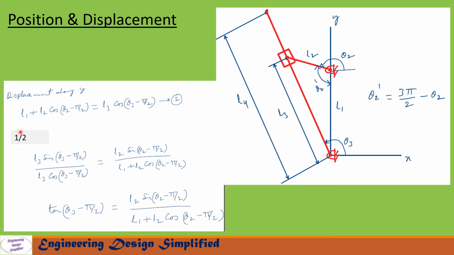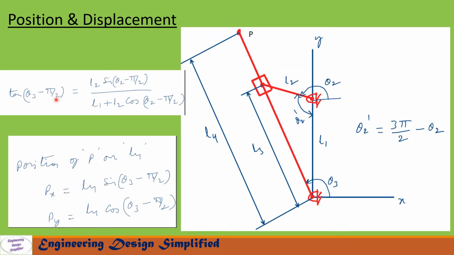Now let us divide equation 1 by 2. We get L3 sin of theta 3 minus pi by 2 divided by L3 cos of theta 3 minus pi by 2 equal to L2 sin of theta 2 minus pi by 2 by L1 plus L2 cos of theta 2 minus pi by 2. So from this we get tan of theta 3 minus pi by 2 equal to L2 sin of theta 2 minus pi by 2 by L1 plus L2 cos of theta 2 minus pi by 2. From this, theta 3 can be written as theta 3 equal to pi by 2 plus tan inverse of L2 sin of theta 2 minus pi by 2 by L1 plus L2 cos of theta 2 minus pi by 2. So this is the equation for theta 3.